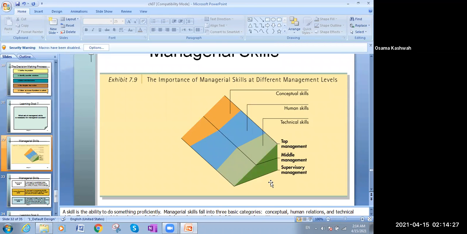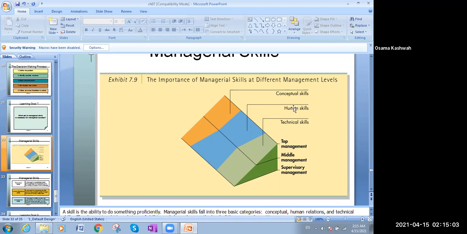When I was reviewing with you in the first class, I talked about the managerial skills and the relationship between the managerial skills and managerial levels. We said the top management needs more conceptual skills, and for the middle management, it's okay for all types of skills. Supervisory management needs more technical skills. And for the human skills, it is needed equally in the three levels of management.